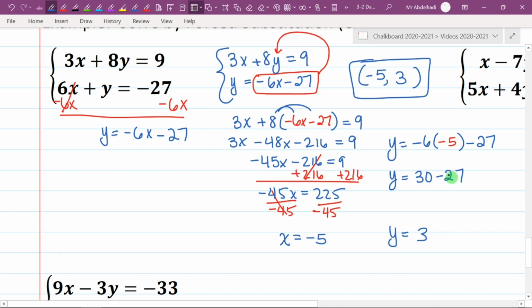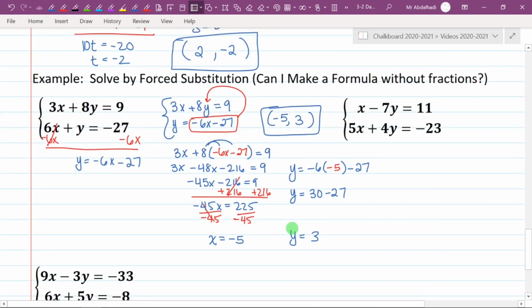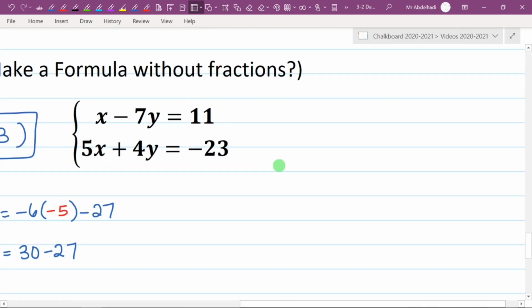Okay, so that's called forced substitution, where you don't really have a formula, but you can create one. And you can't always do this because sometimes you get into fractions and nasty stuff, but on all the questions that can be done by substitution, you can do this without running into fractions. For this next one here, just take a look. All right, where is your formula going to come from?